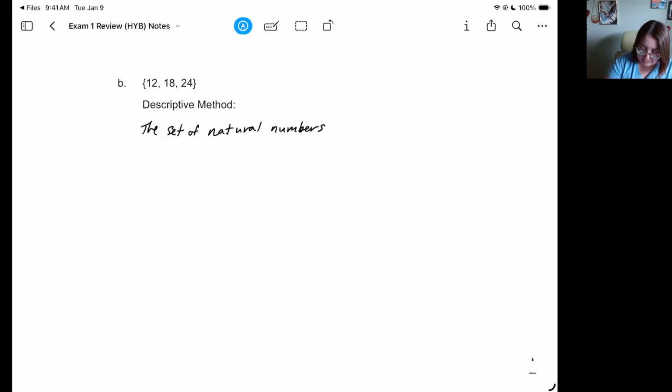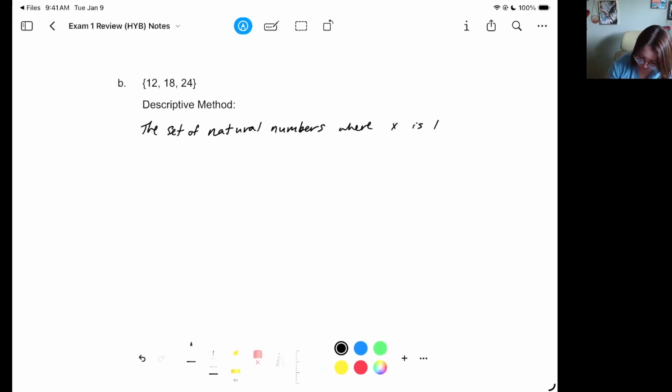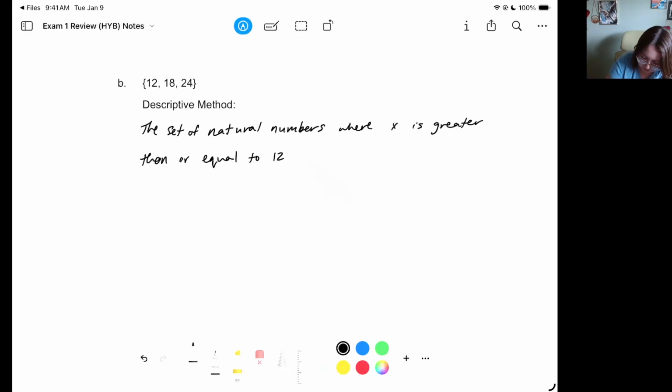So we'd say the set of natural numbers where x is, we're going to start with the greater than or equal to 12 and less than or equal to 24. Okay, so that's a good place to start. We have the set of natural numbers. x is greater than or equal to 12 and less than or equal to 24.